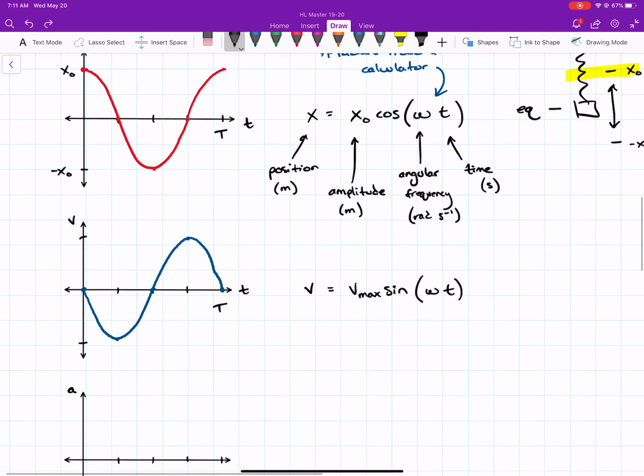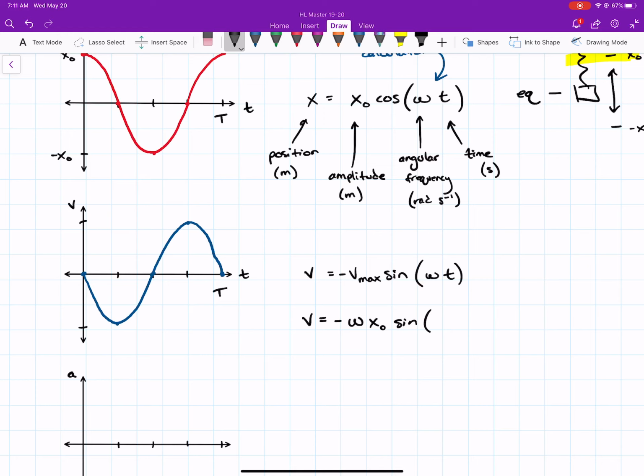But one other way that we can write this is we can use the amplitude and the angular frequency to really talk about what that velocity is going to be. So we can also write this as v equals negative omega times x naught times the sine of omega t. Now this is the equation that the IB would like you to use, is knowing this one, and I'll highlight this one up here because this is also important.